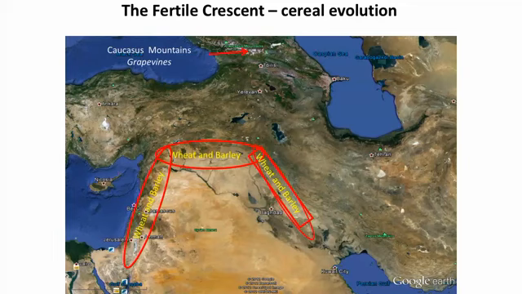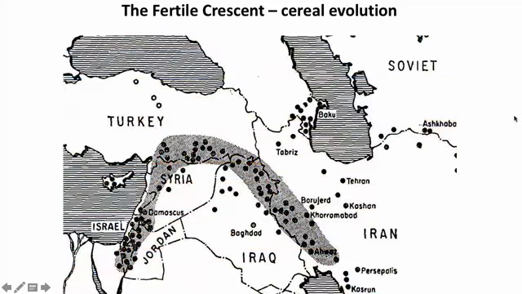If you look at where wheat and barley naturally evolved in this Fertile Crescent here, and then in the next slide, you see where the collections, these dots represent collections that have been made for plant breeders for wheat and barley. So you can just see where they're dotted around that Fertile Crescent. And the genes from those are part of modern day wheats.